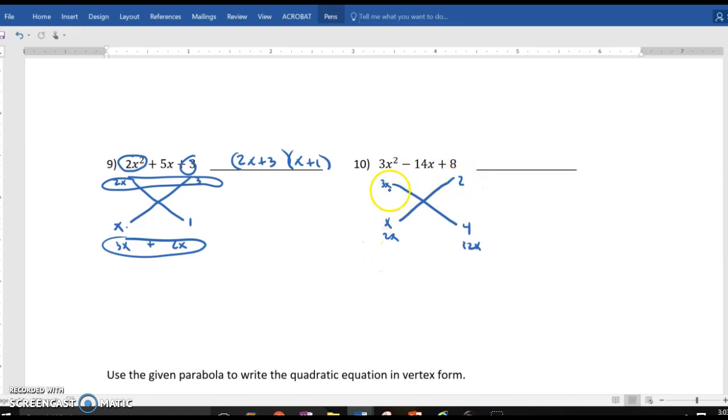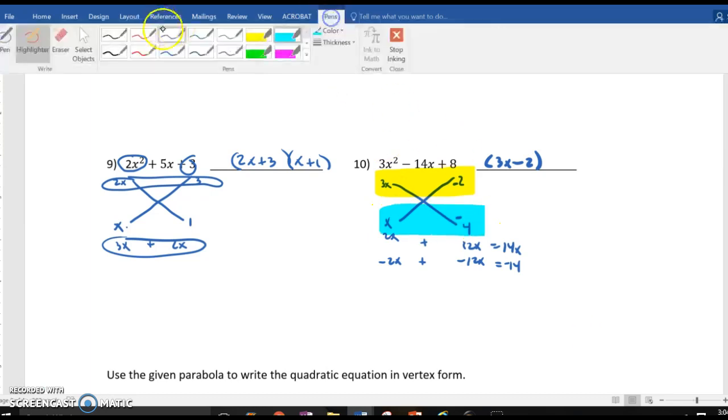2 times x is 2x. 3x times 4 is 12x, but when we add them, we get 14x. We need negative 14x. So what I'm going to do is change the signs here, negative, negative. Now I get negative 12x. I get negative 2x. When I add those together, negative 14x. So to write them, it's going to be 3x minus 2, and then the other one is going to be x minus 4.